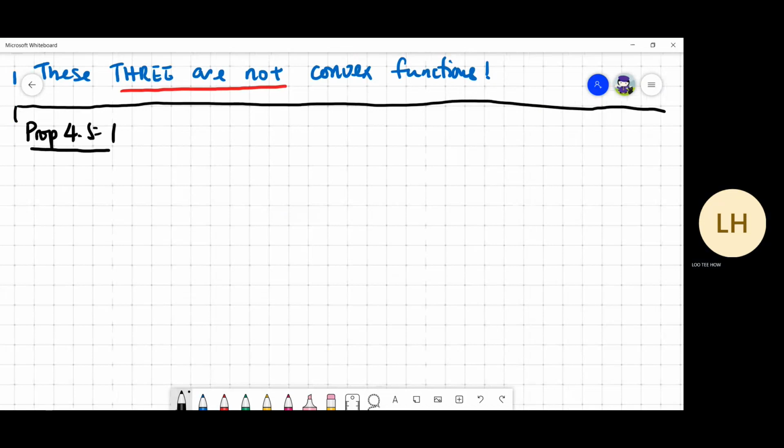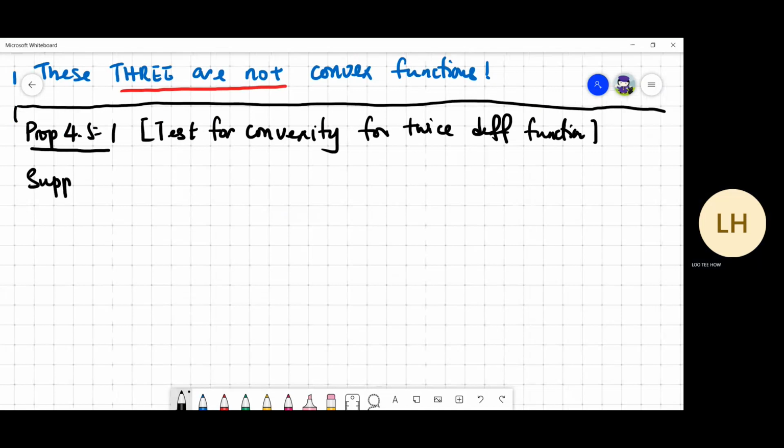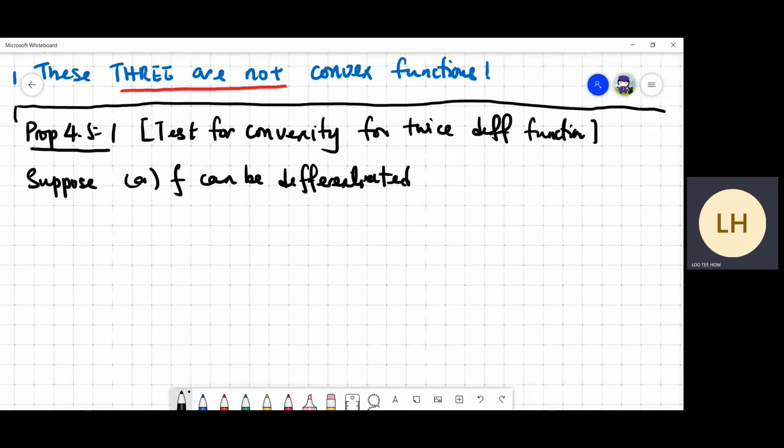So this is a test for convexity for a twice differentiable function. We only need one hypothesis. Suppose f can be differentiated, that means it is differentiable 2 times.